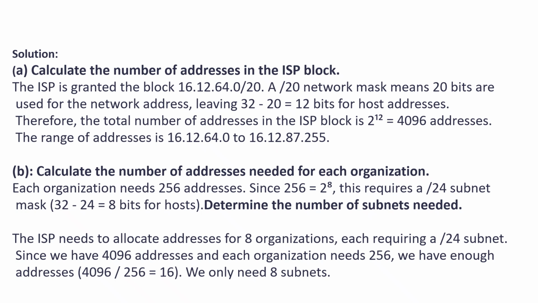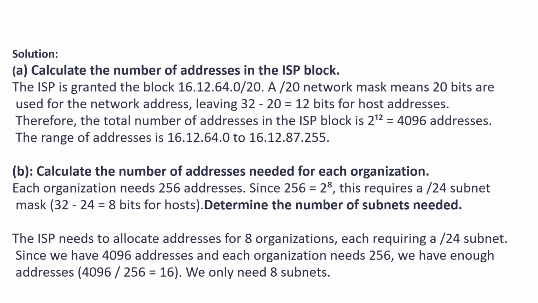So the given IP address is 16.12.64.0/20. So N, that is the network prefix, small n is equal to 20, that is the mask. A /20 network mask means 20 bits are used for the network address. The formula for calculating the total number of addresses, capital N, is equal to 2 power 32 minus small n. Small n is the network prefix. So 32 minus 20, you will get 12 bits.